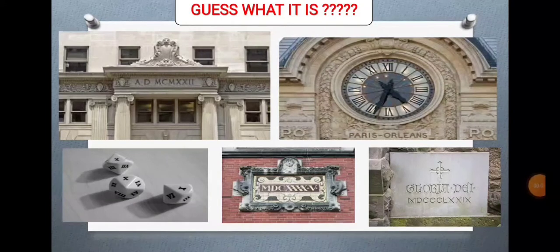Guess what it is? Can you observe this picture? If you observe, you can see different alphabets on each picture like A, D, M, C, X, I. What are these? These are alphabets. But what do they mean? They mean numbers. Yes, they are called Roman numbers. But to study Roman numbers, it is important that we know where they came from.